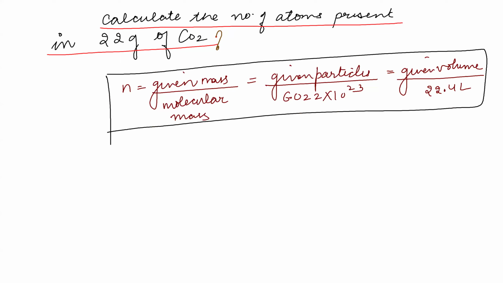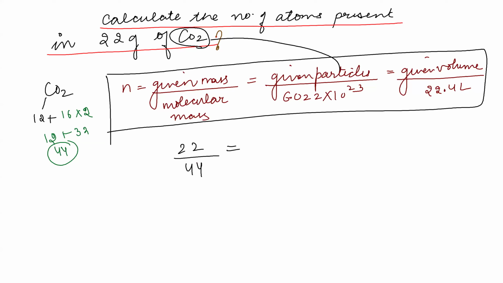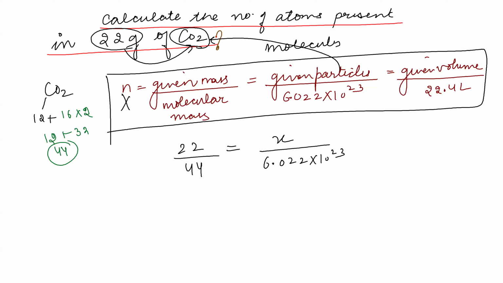Given mass is 22. Molecular mass of CO2 is what? Carbon's mass is 12, oxygen's mass is 16. 16 times 2 is 32, plus 12, that's going to be 44. What is the given particles? I am talking about CO2, so particles here would mean the molecules, because I am given the mass of the molecules. The given particles is, I don't know, X. The standard particle is 6.022 into 10 raised to 23. Because this question does not talk about moles, I will not take moles. This question does not talk about volume, I will not take the volume.